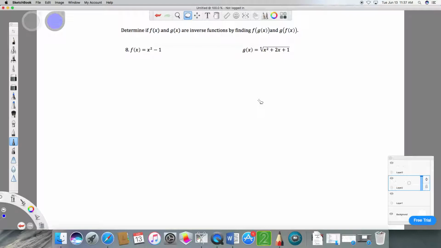They give us two functions, f and g, and they're asking us to determine if these functions are inverses of each other. They're asking us to do that by finding the function composition. We want to find f composed with g and g composed with f. If they both simplify to x, then they are inverses of each other. If they don't, then they're not. So let's come in and find f composed with g.